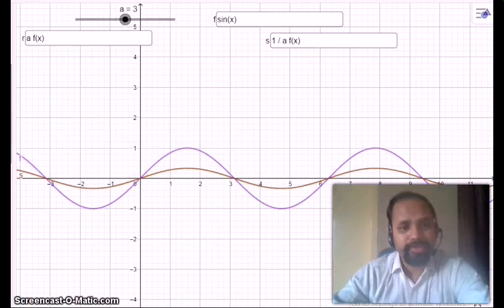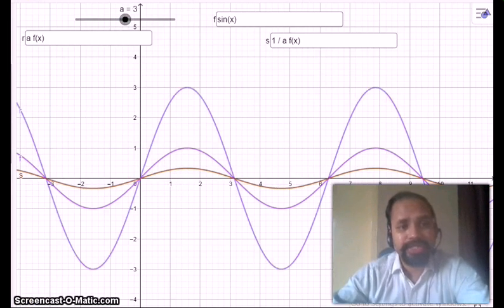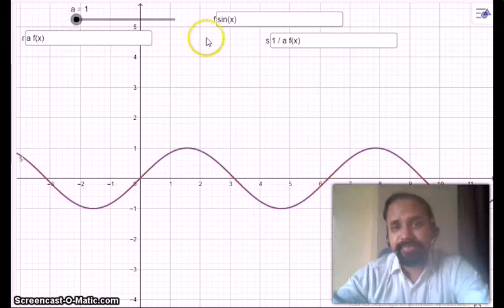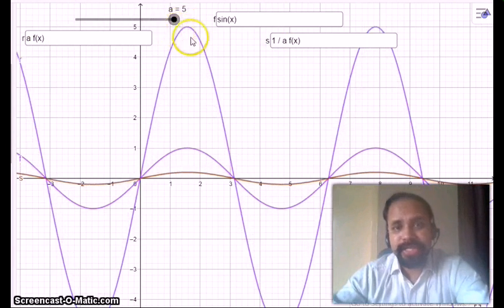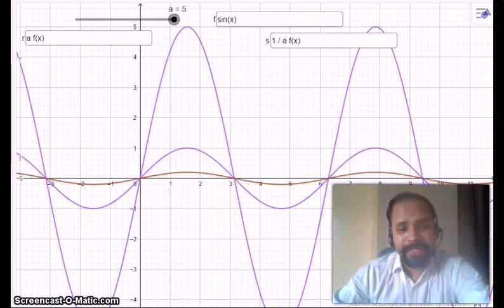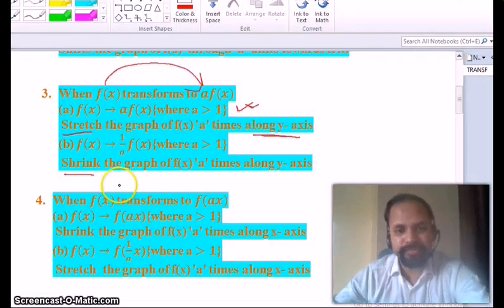So again, if we see all the graphs together, this is the graph. If we multiply by a, it stretches along the y axis, and if we divide by a, it shrinks along the y axis. Please see this one. This graph shows a times f of x, and this brown graph shows 1 by a times f of x.